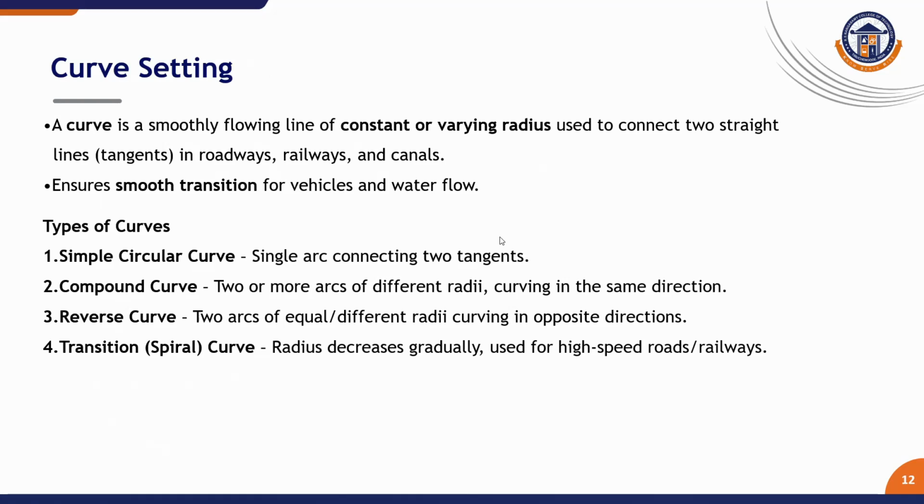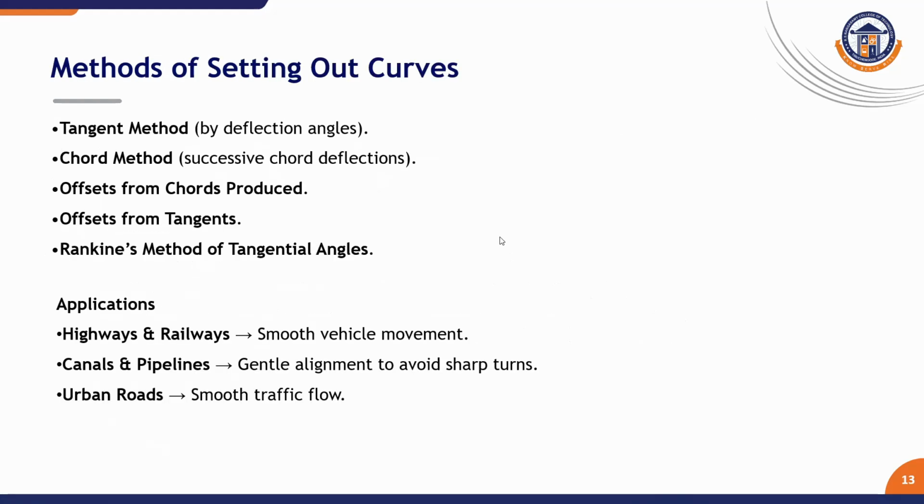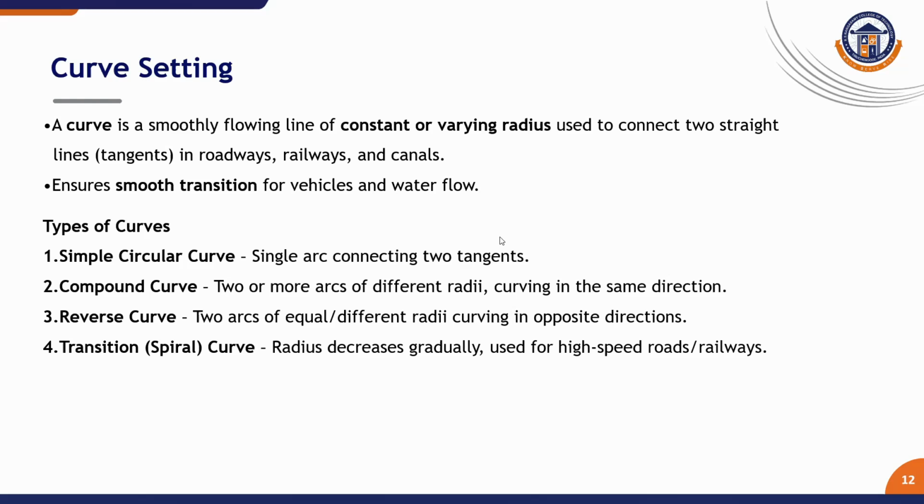Transitioning from measurement to applications, we arrive at curve setting in transportation engineering. A curve is a smoothly flowing arc, of constant or varying radius, used to connect straight line alignments known as tangents. The primary purpose of curves is to provide a smooth transition for vehicles, ensuring safety and comfort by providing gradual changes in direction. There are various types of curves: simple curve, compound curve, reverse curve, and transition curves.